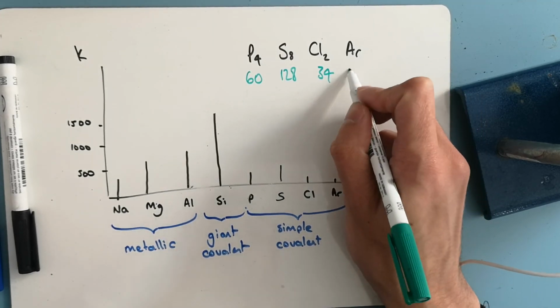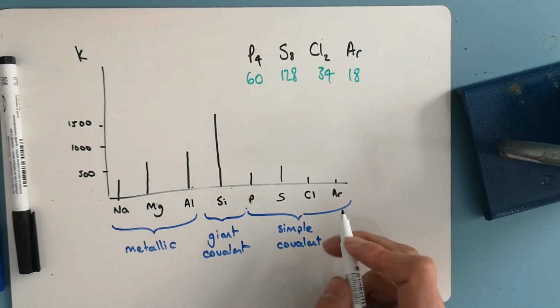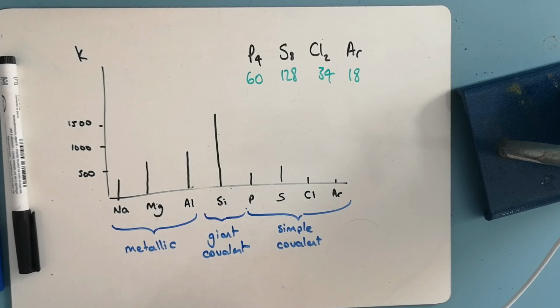And argon, just existing as an atom, has just 18 electrons, so it has the lowest melting point because it's got the weakest induced dipole bonds. And that is a very quick tour through periodicity.